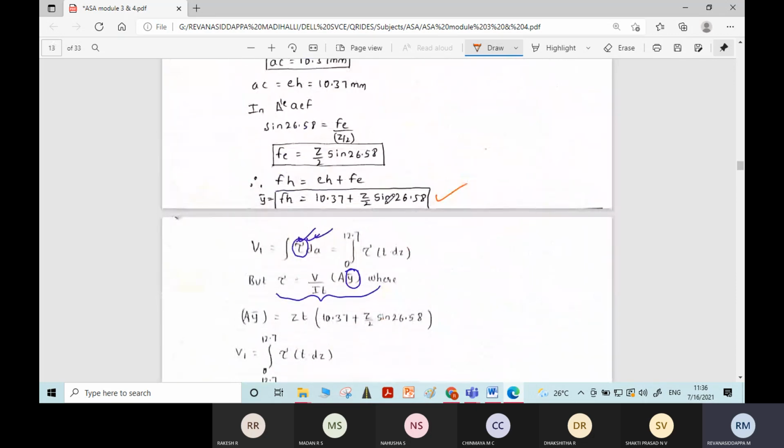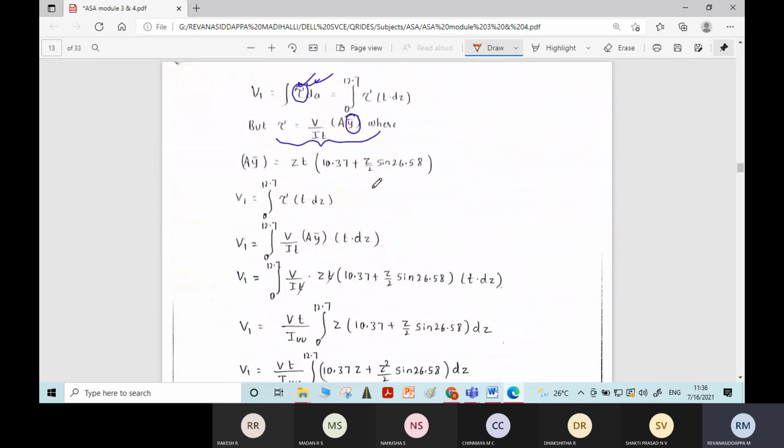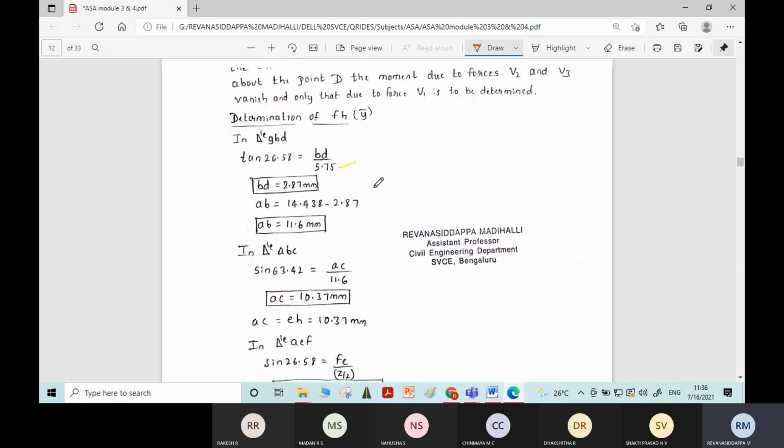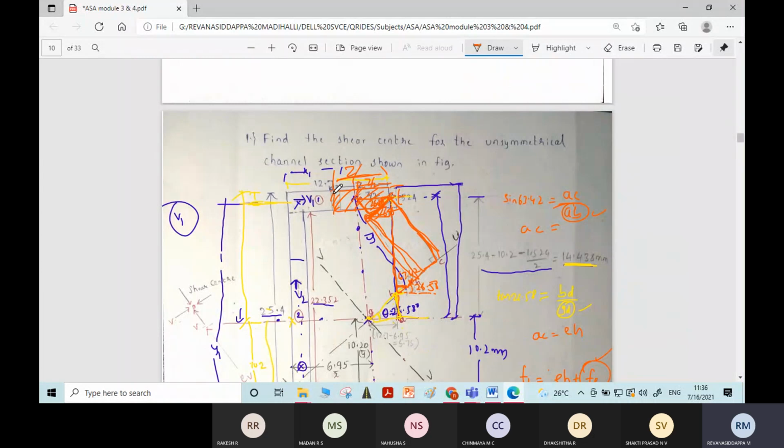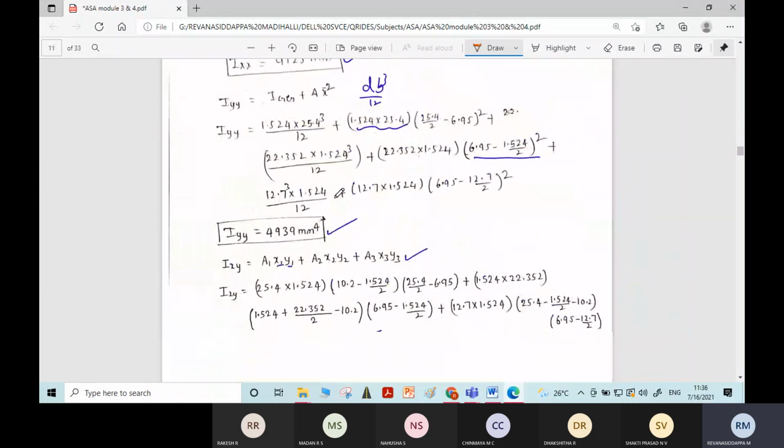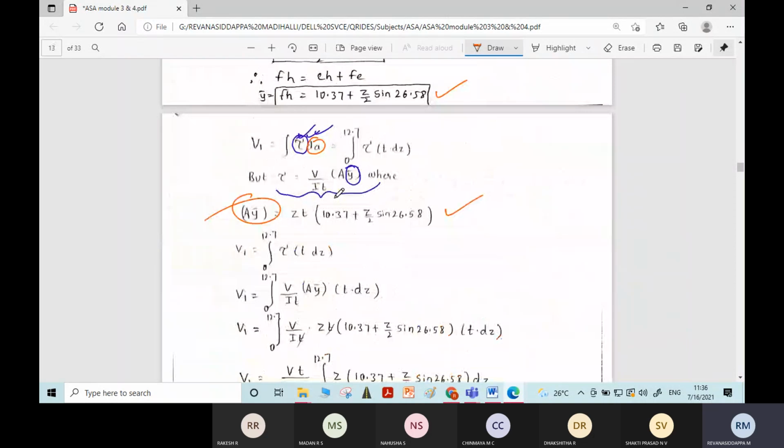And Y bar we have calculated as 10.37 plus Z by 2 into sine 26.58. By doing this, you will get the AY bar expression, where dA is the area of the small elementary strip. Here the small elementary strip is dA, that is T into dz. Tau into dA, where dA is the thickness into dz.